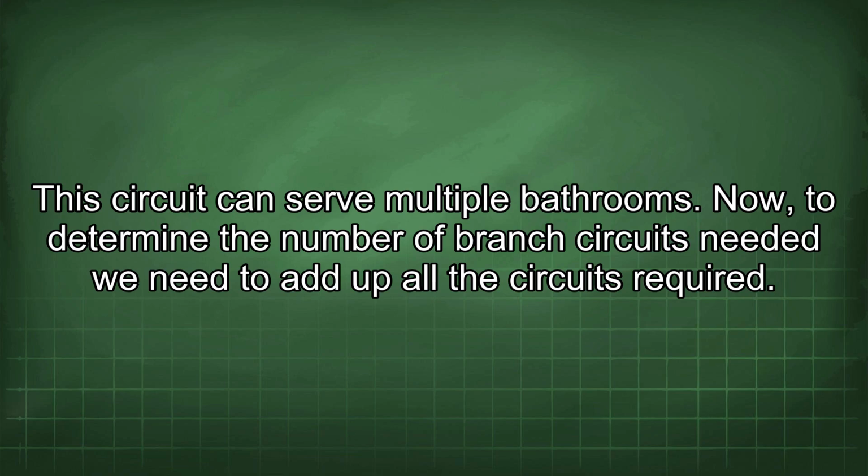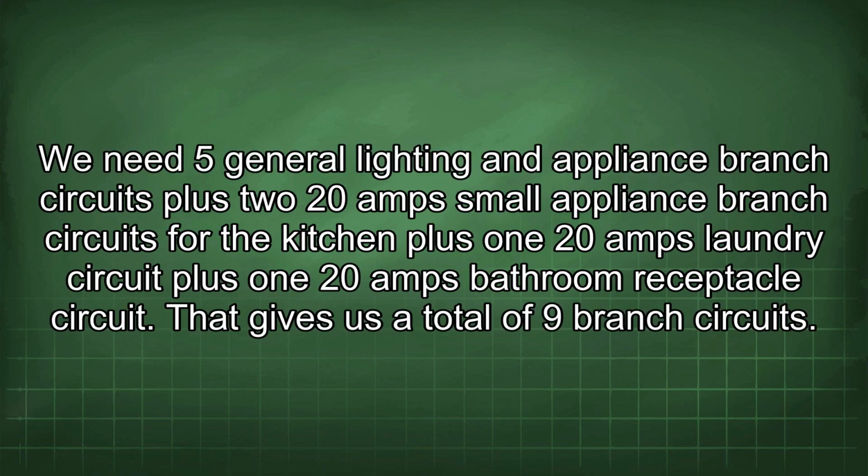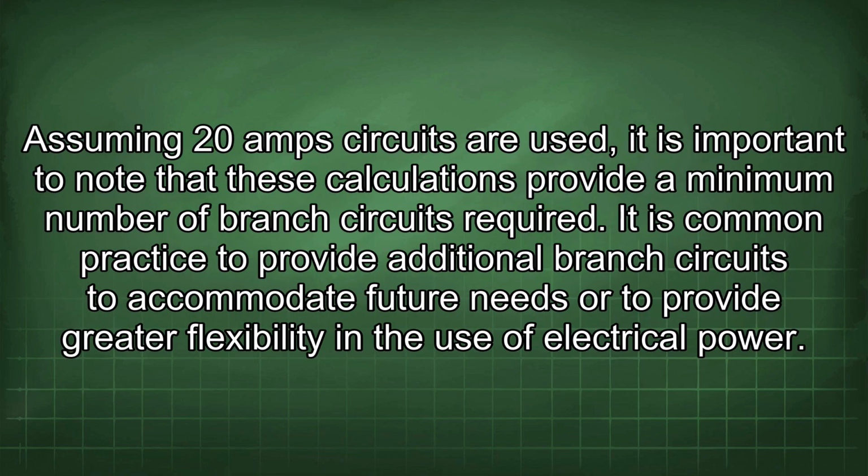Now, to determine the number of branch circuits needed, we need to add up all the circuits required. We need 5 general lighting and appliance branch circuits plus two 20 amp small appliance branch circuits for the kitchen plus one 20 amp laundry circuit plus one 20 amp bathroom receptacle circuit. That gives us a total of 9 branch circuits. Assuming 20 amp circuits are used, it is important to note that these calculations provide a minimum number of branch circuits required. It is common practice to provide additional branch circuits to accommodate future needs or to provide greater flexibility in the use of electrical power.